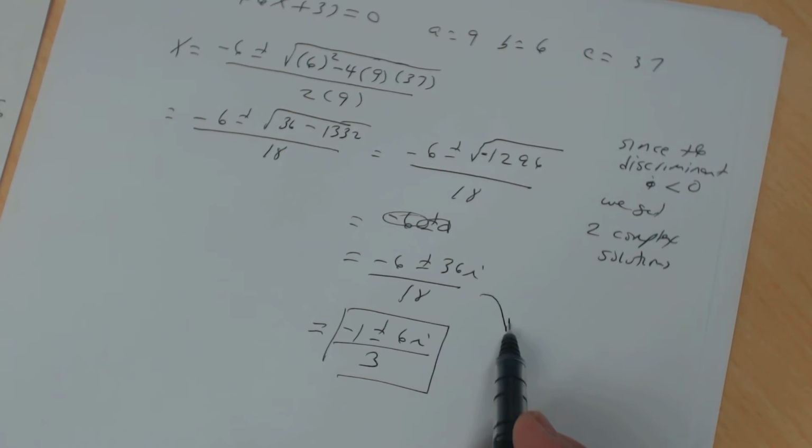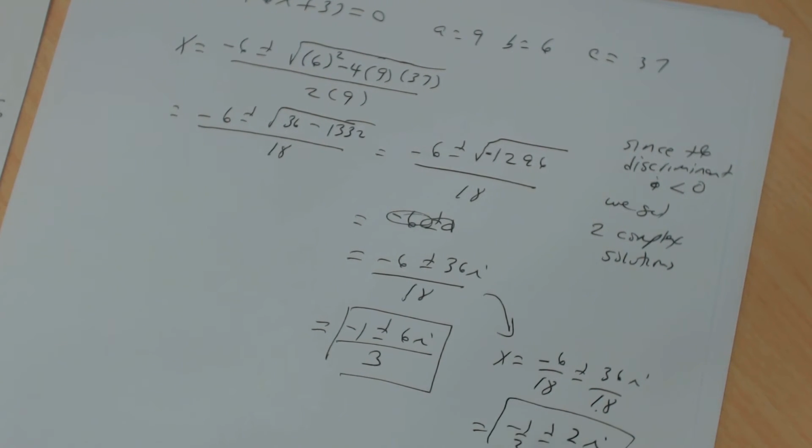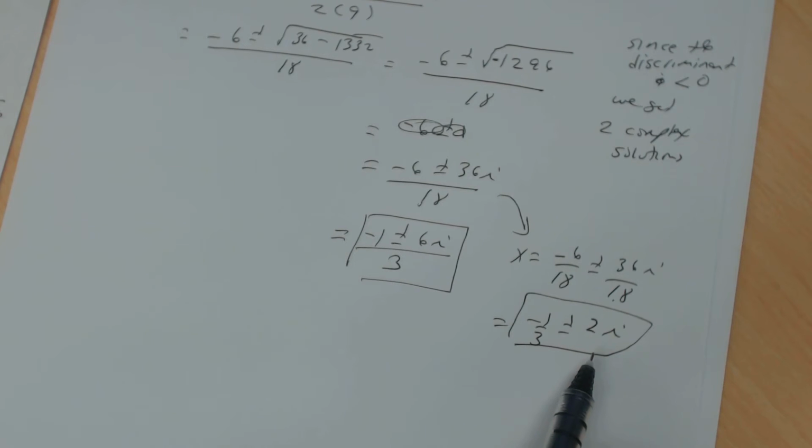If I want to, I can take this part here and write it as two fractions and then reduce. So I get x equal negative 6 over 18 plus or minus 36i over 18. And then reduce. So that's going to be negative 1/3 plus or minus, and then 36 over 18 is 2. So that's another way of writing the answer. So multiple ways of writing the answer.